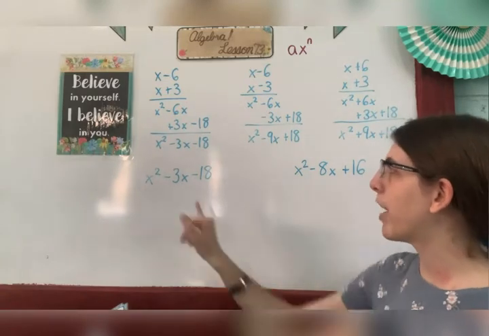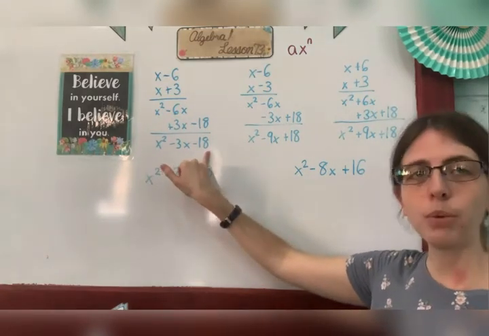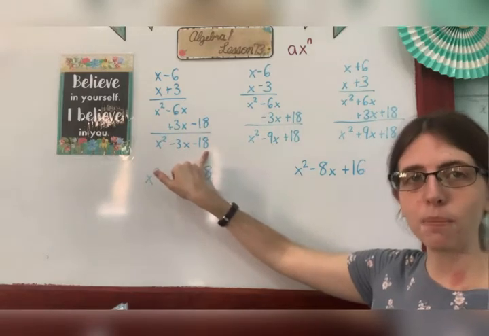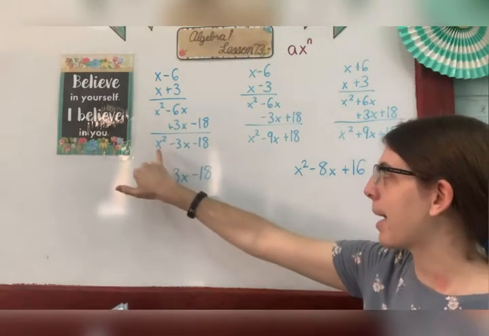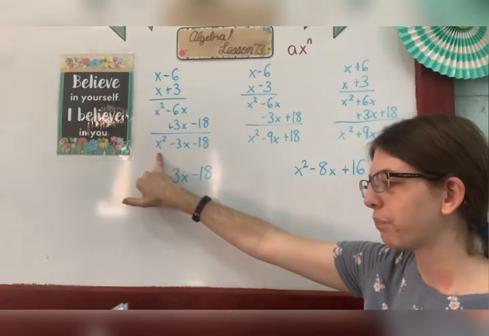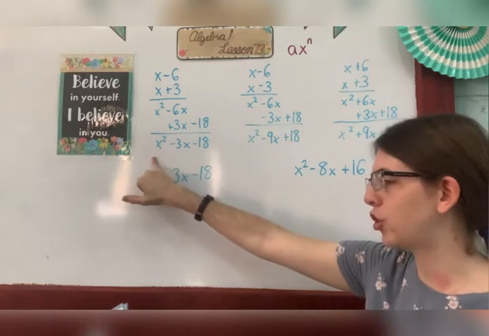These are called quadratic trinomials. That's what we call a polynomial. These are special polynomials that have a power of 2. Okay, their highest power is a 2.